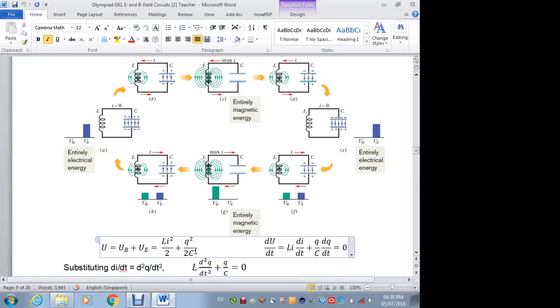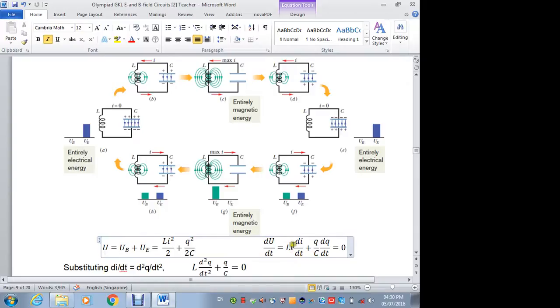Let's cancel this. Now, if you differentiate dU/dt with respect to time, because U is a constant, if you differentiate a constant with respect to time, you get 0, right? So let's differentiate this one.